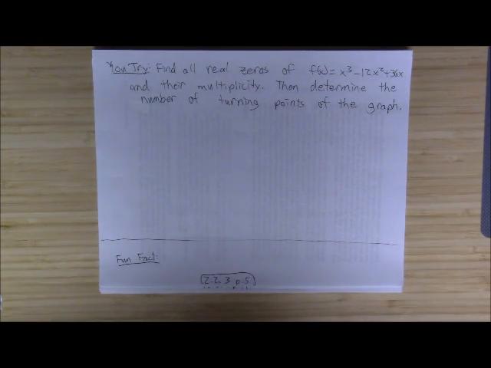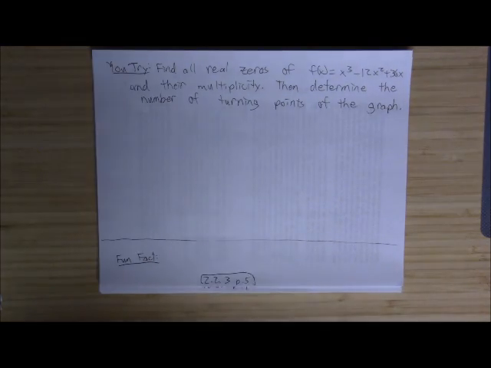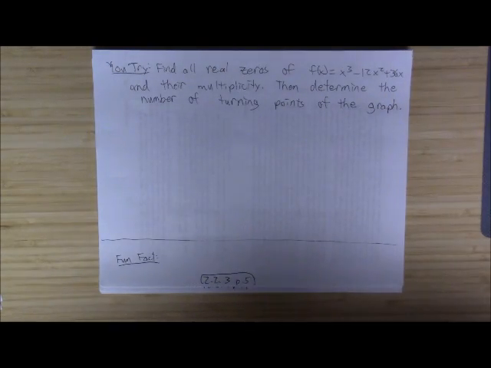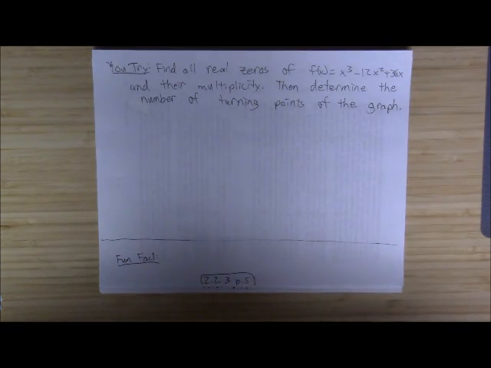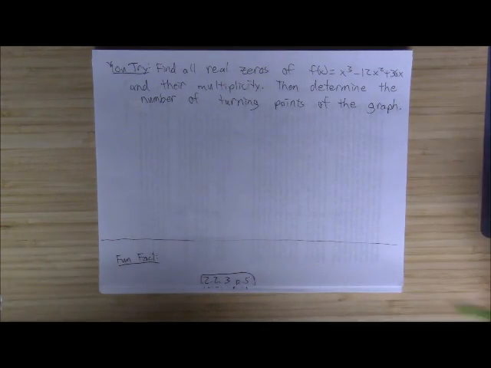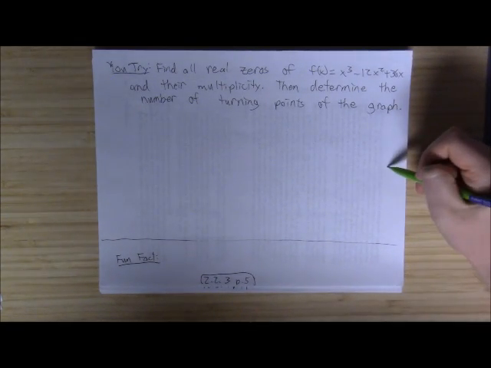So now let's have you try an example. Go ahead and try to find all the real zeros of f of x equal x cubed minus 12x squared plus 36x and their multiplicities, and then use that to roughly determine what the graph looks like, just vaguely. And then that should also tell you something about the turning points. So on the count of 3, I'll reveal the solution.